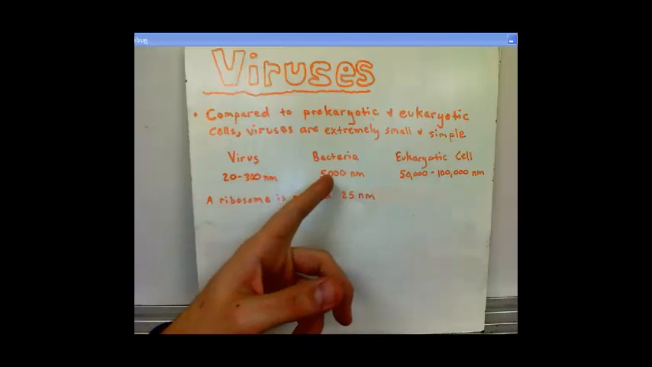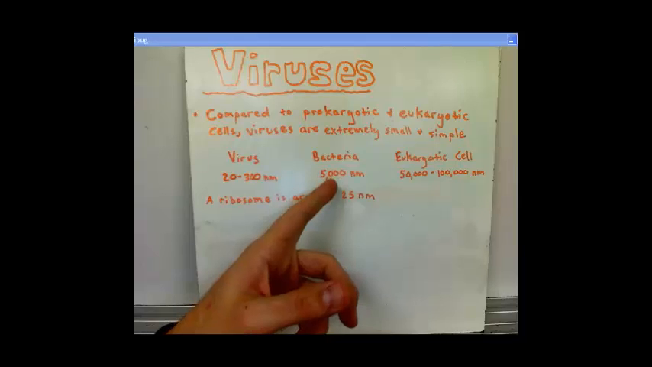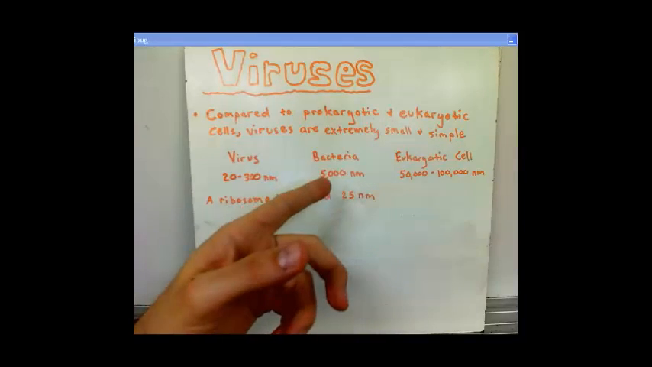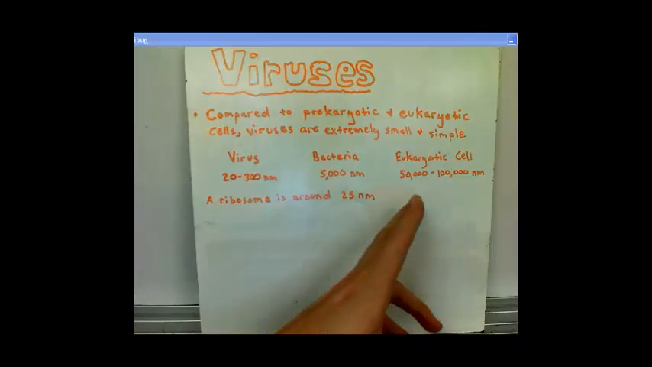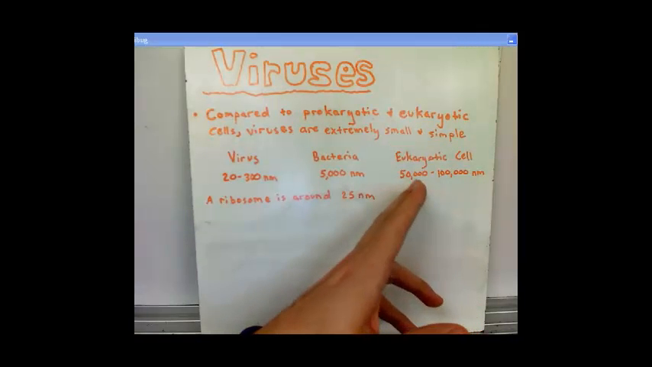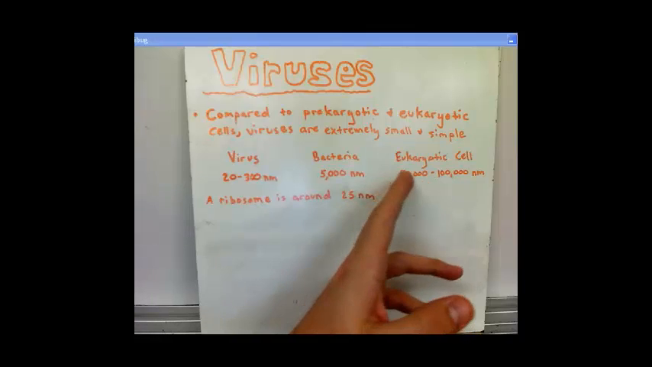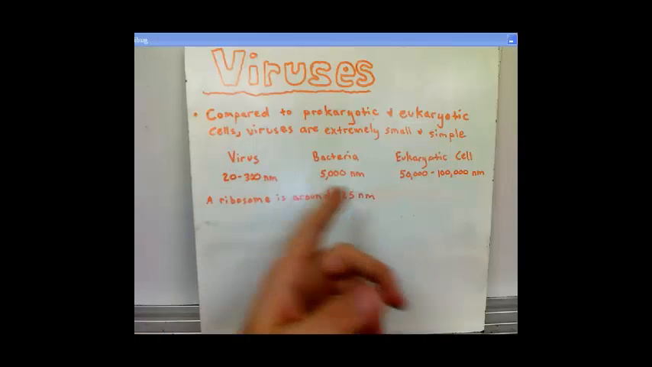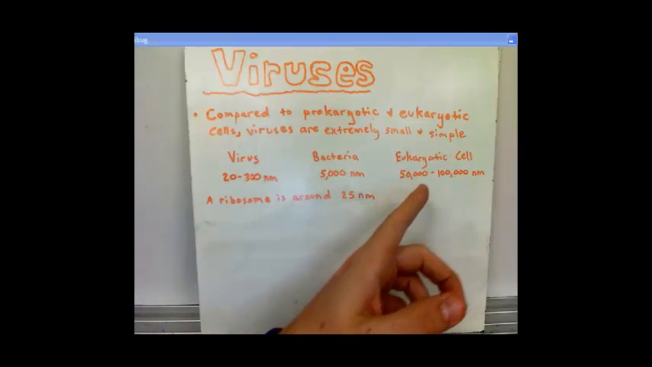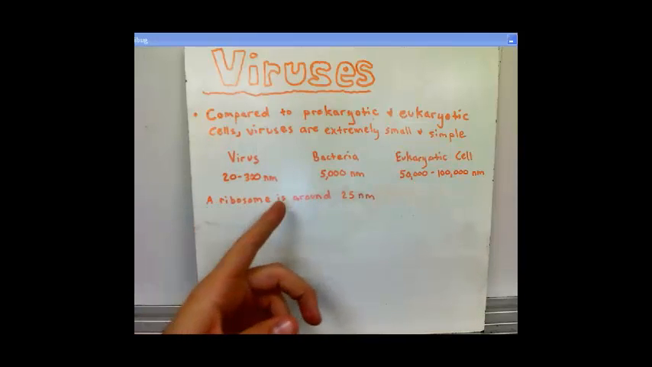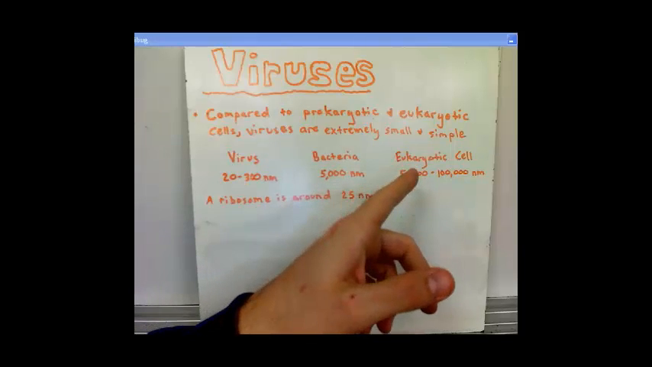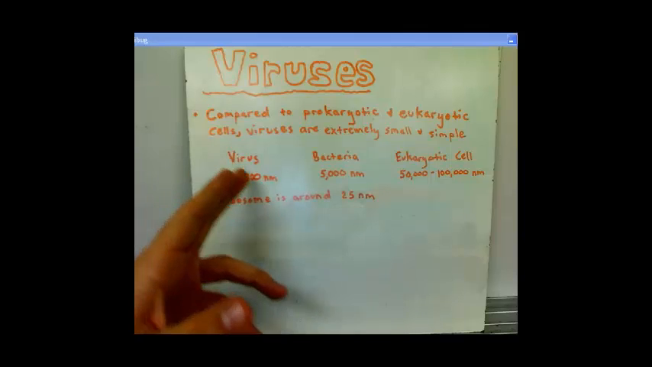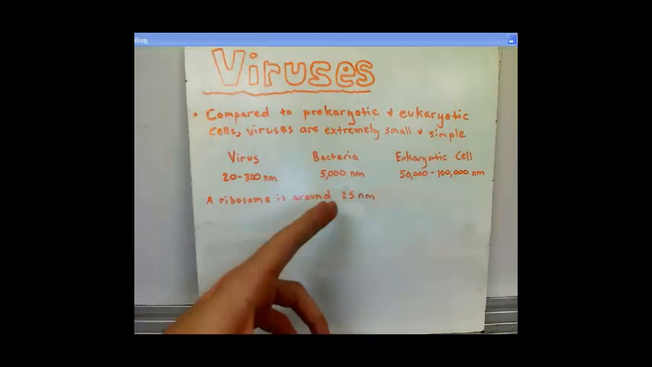Whereas a bacteria is somewhere around 5,000 nanometers. And if you do the math, that's significantly bigger than the virus. And then you've got the eukaryotic cell. Eukaryotic cell is way bigger. Now, once again, this is a range and it's average, but the virus is teeny, teeny, tiny compared to the eukaryotic cell. In fact, the ribosome that you would find in a bacteria or eukaryotic cell is about 25 nanometers. And there are actually viruses that are smaller than a ribosome.